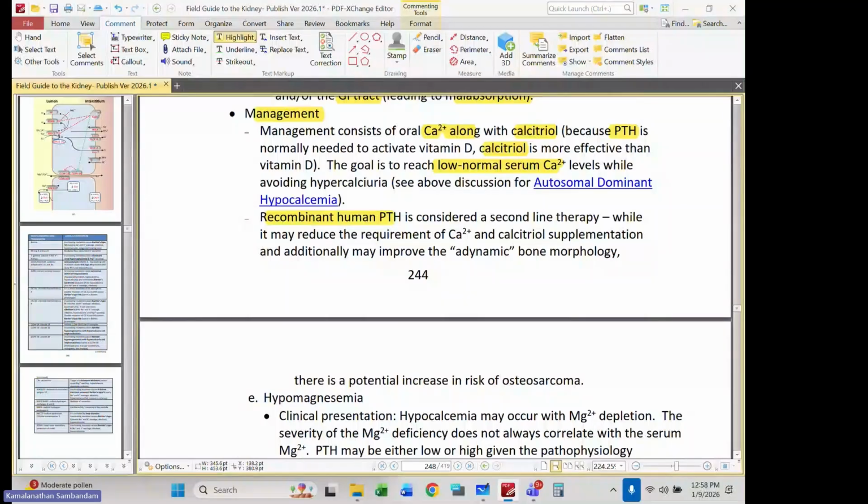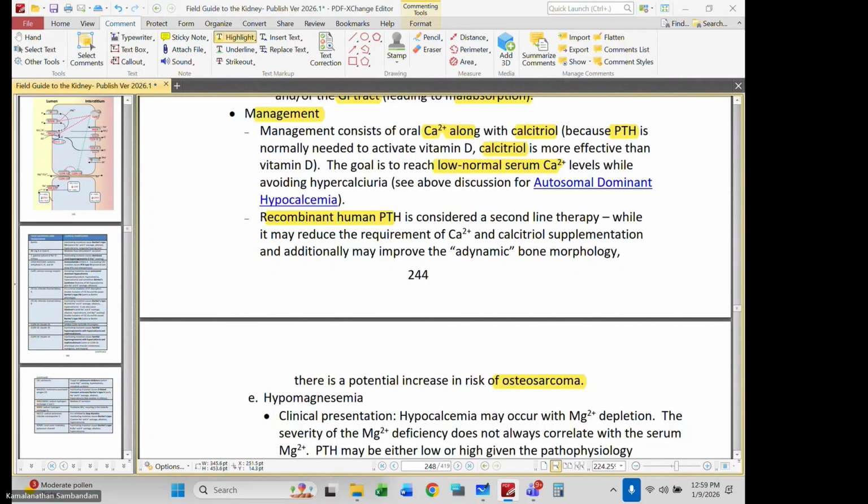Rarely there may be consideration for recombinant PTH that is available. I mean, we use it actually for osteoporosis treatment, teriparatide. In pulse form it is an anabolic drug, but you can theoretically use it in cases of primary hypoparathyroidism. But there are downsides to that. There are descriptions, at least in animal models, in which you give exogenous recombinant PTH that is associated with the development of osteosarcoma.